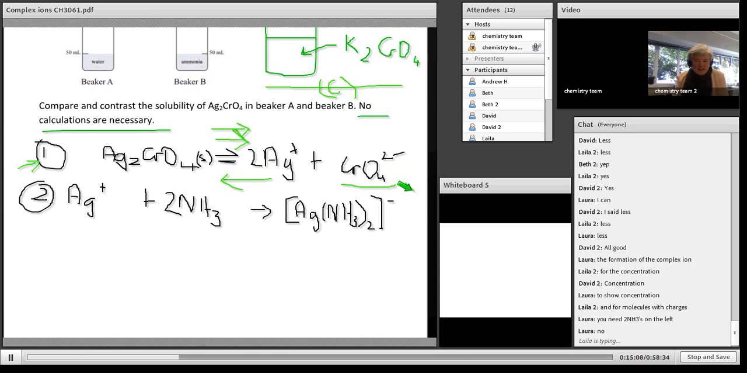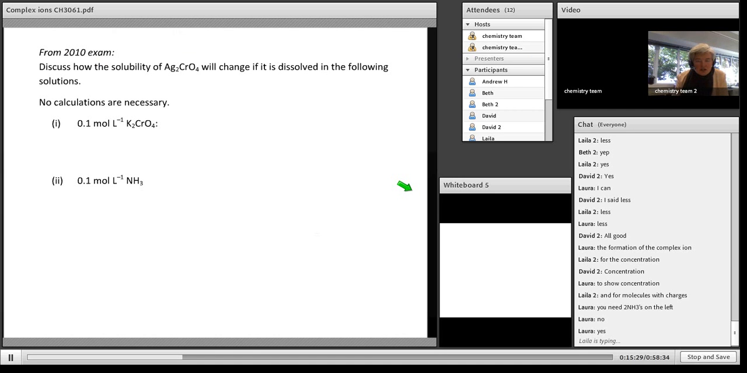Did that make sense? Because I think I actually said something slightly wrong earlier. Okay, so it's the equilibrium position that shifts, but the Ks still stays the same. The Ks only changes, like any equilibrium constant, if you change the temperature. Right, any questions before we move on to another problem from the exams?